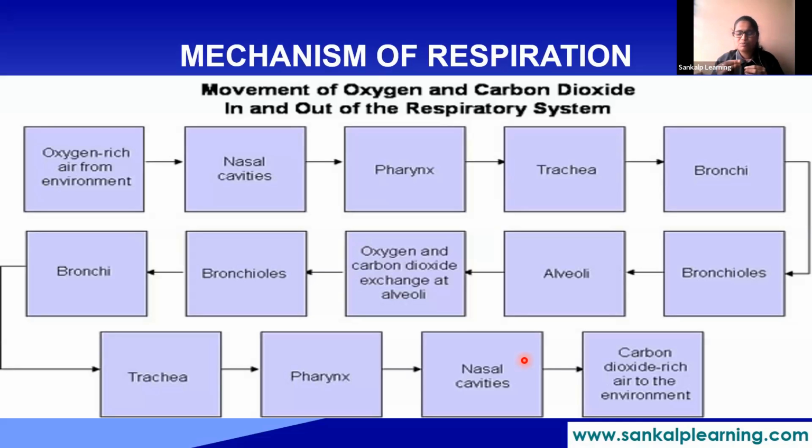Once it gets transported, the cells will work according to their need. All the cells will start working, and they produce waste. The waste will be in the form of carbon dioxide. And again, that carbon dioxide rich blood will come to the alveoli. Again, oxygen-rich air will be taken. So like this, exchange of gases takes place in a cyclic way through our respiratory system. I hope you understood this process.